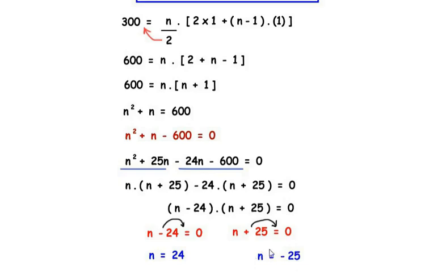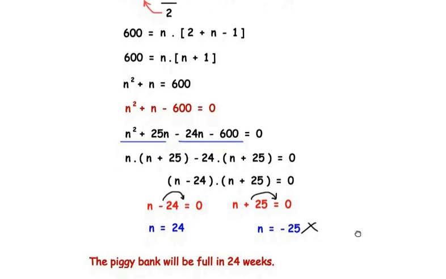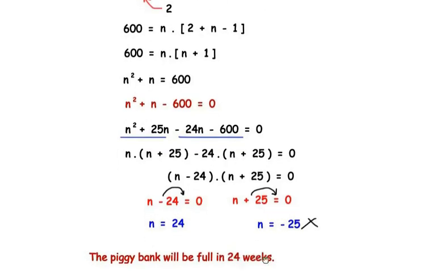Now remember, n represents the number of weeks, so it cannot be a negative value. So we are going to discard negative 25. So here the value of n is going to be 24 weeks. So here we have written the piggy bank will be full in 24 weeks. So this is going to be our answer. Now let us move on to the next question.